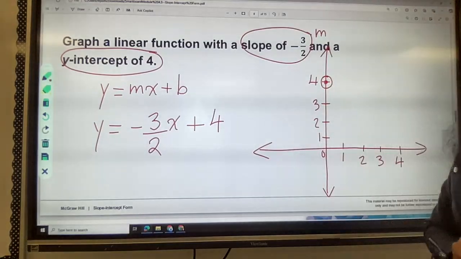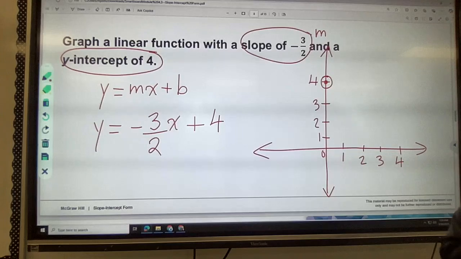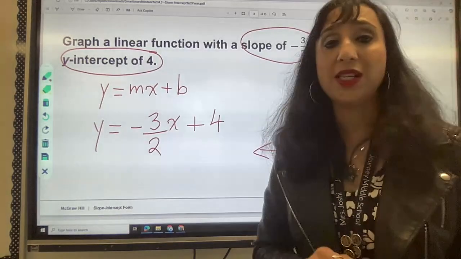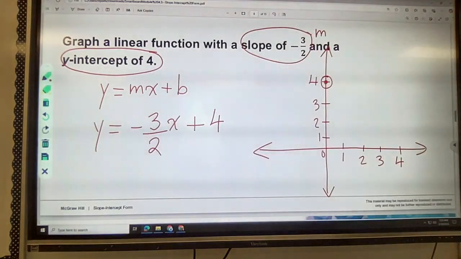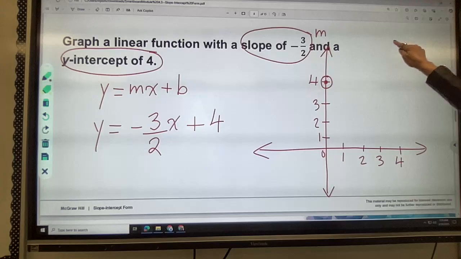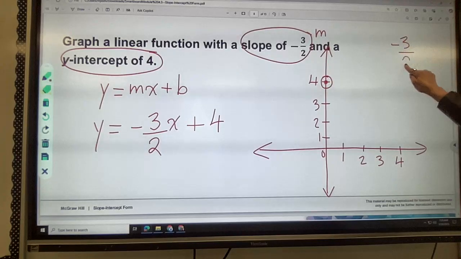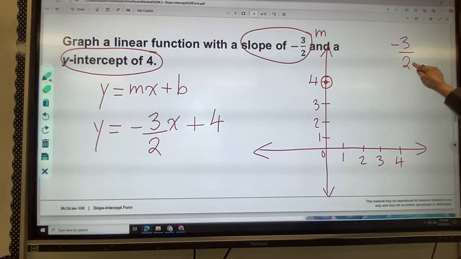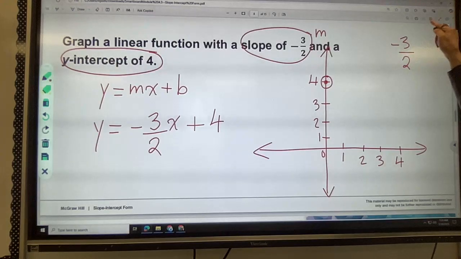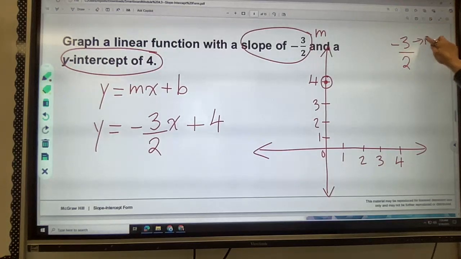All right, then we know that it is a negative slope because it says -3/2. So let's talk about what the -3/2 means. Okay, now we know that one number is the change in y and the other one is the change in x. So negative 3 is also called the rise.